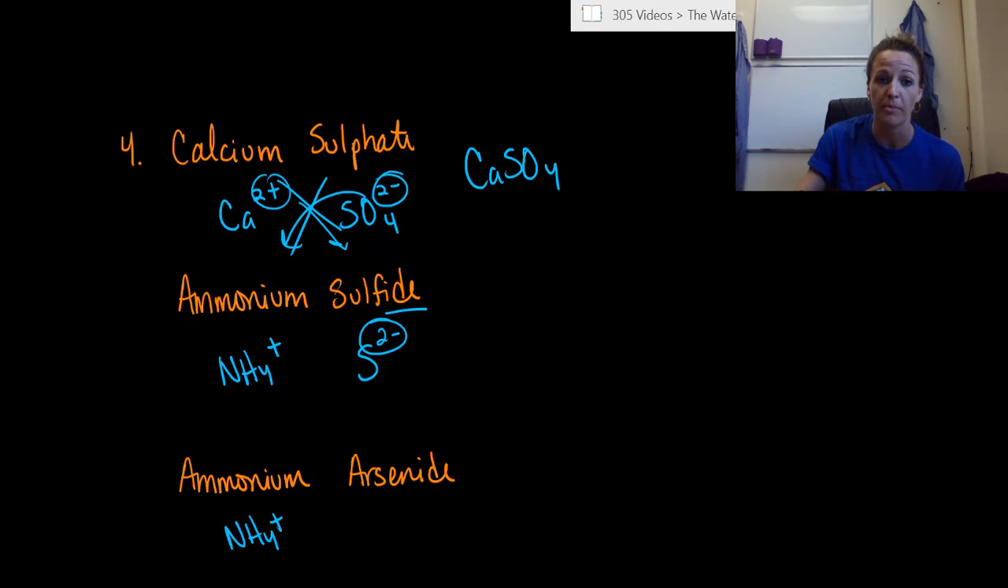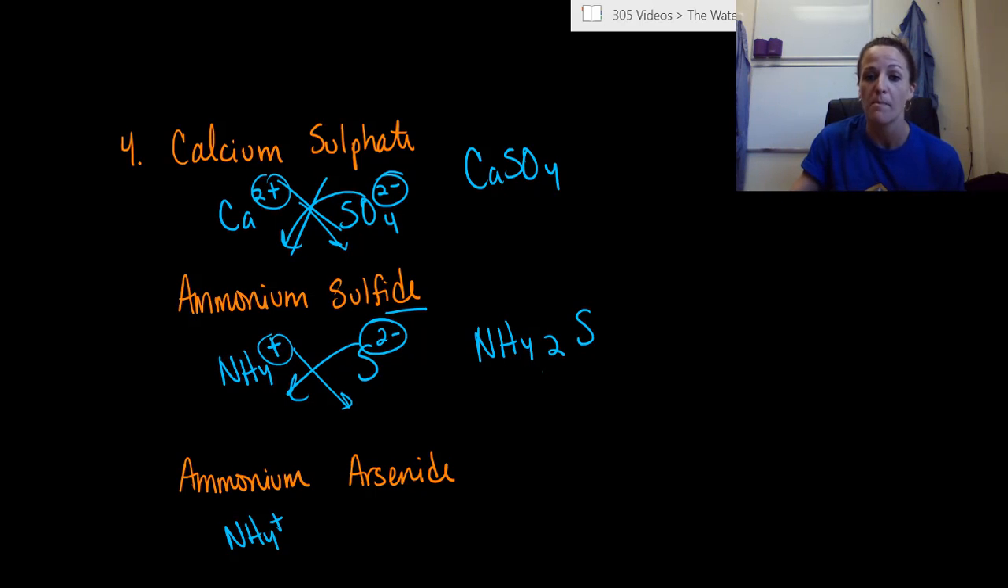So now we have to swap our charges, figure out what our subscripts would be, and now we have NH4 2 and then S. Remember, if you write it like this, it's telling me that you have 42 hydrogens, which is not the case. For this example, it's NH4 and then 2 of those. So we have 2 ammonium ions for every 1 sulfur. So make sure you have those parentheses. It's super, super important in chemistry, especially when we're doing nomenclature. All right, let's look at this last one.